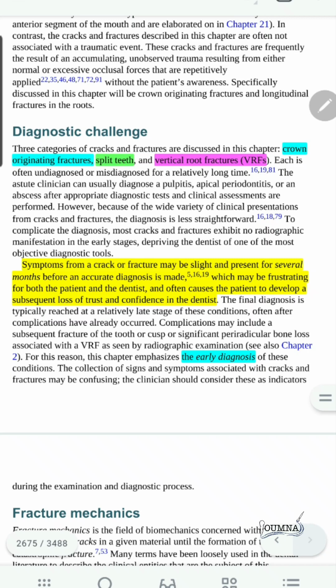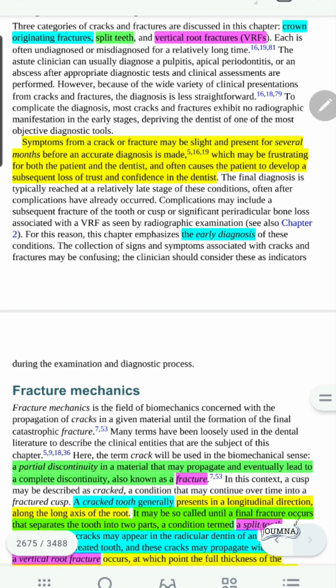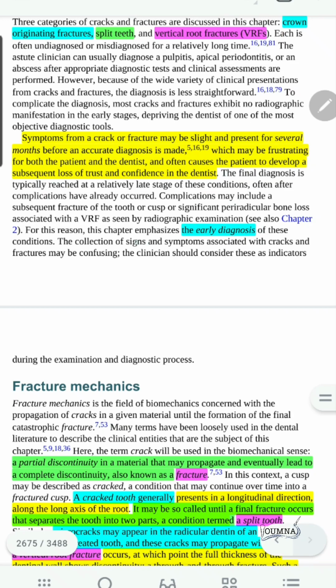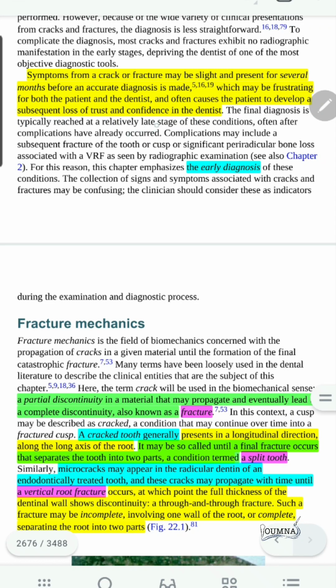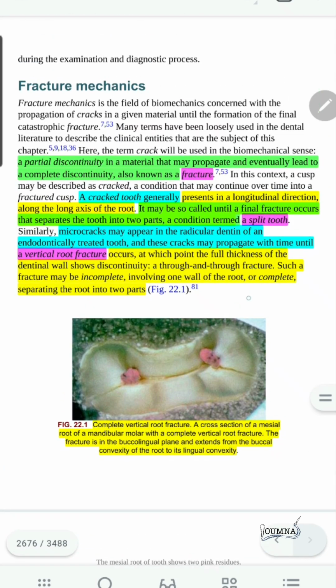It is a bit challenging to diagnose these types of complications because they are not as obvious as a caries lesion. The patient may undergo several months of having pain, and the dentist is not able to locate its source. So both of them would be frustrated, and the result is that the patient loses trust and confidence in his dentist. So early diagnosis is essential to get the proper treatment.